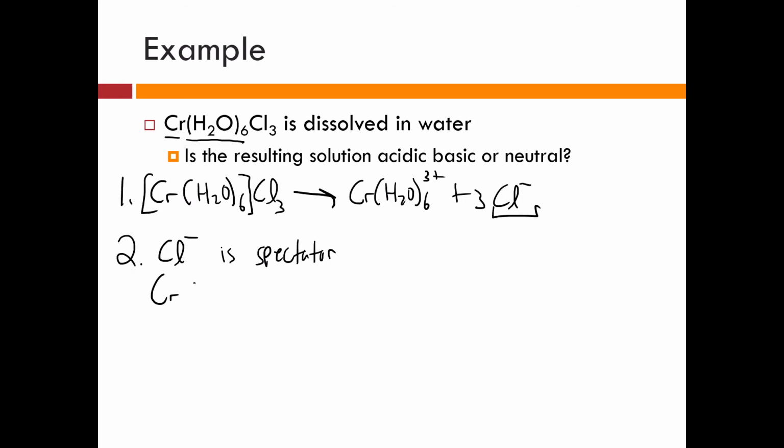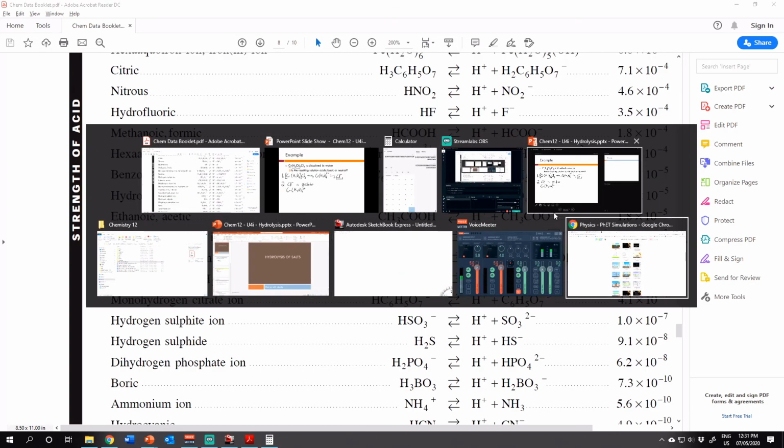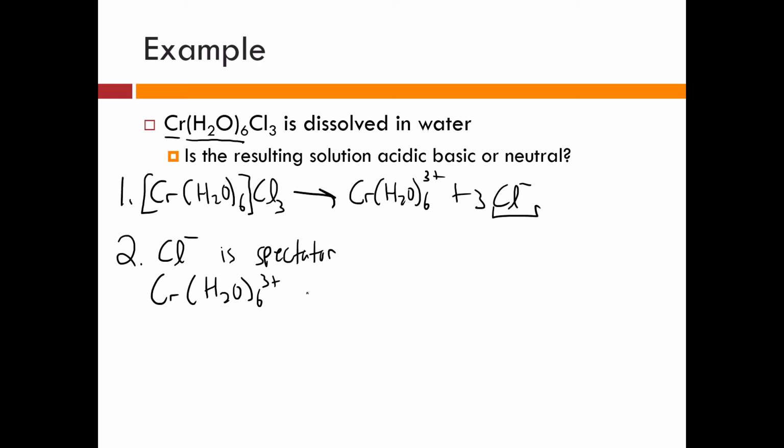Spectator. And then we look for this substance, the hexaquachromium. I think, oh, fortunately there it is, hexaquachromium. So there it is. It is an acid. So basically it comes down to, yes, it is a weak acid. Don't even need to compare anything here because again, chloride is a spectator. So therefore the solution is acidic.